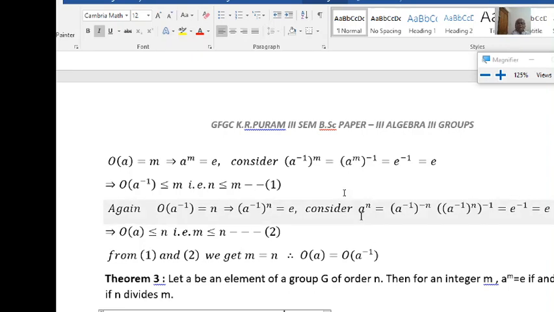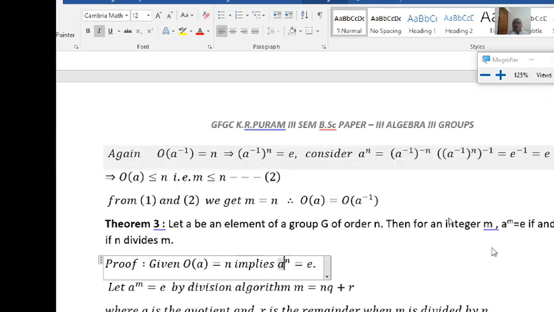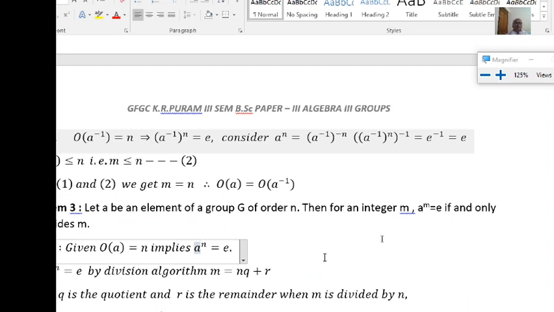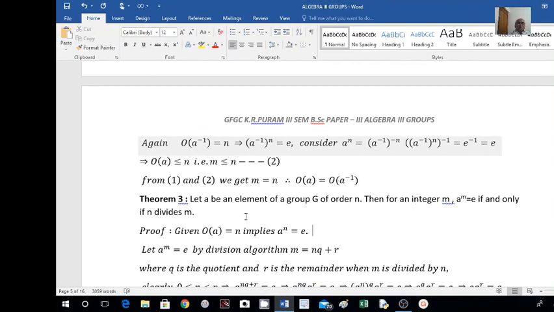I am getting A power of N equal to E, means order of A must be less than or equal to N. I am getting A power of N is equal to E. So therefore here order of A must be less than or equal to N. So what is the order of A? It is equal to M I have taken. M is less than or equal to N.